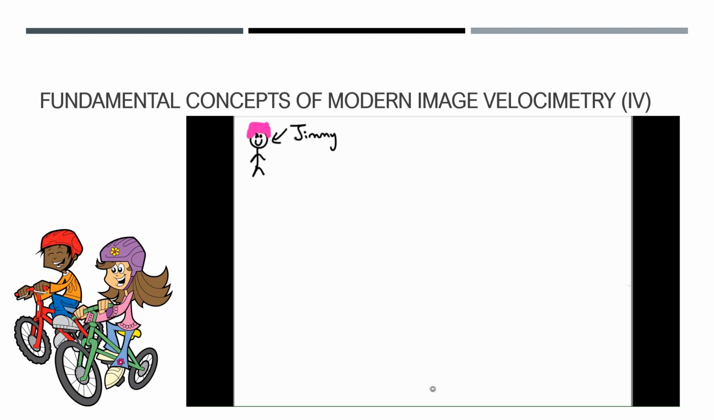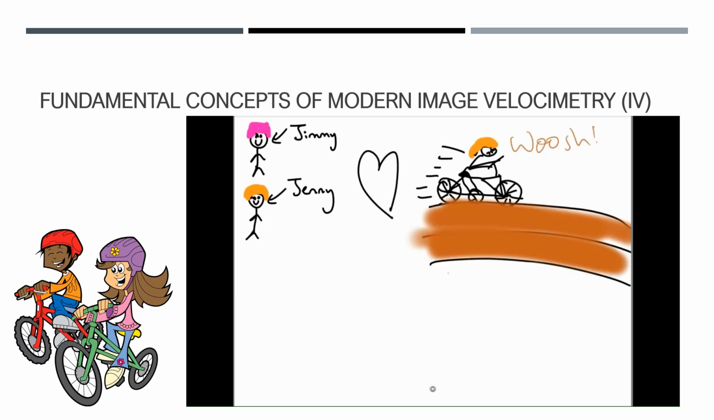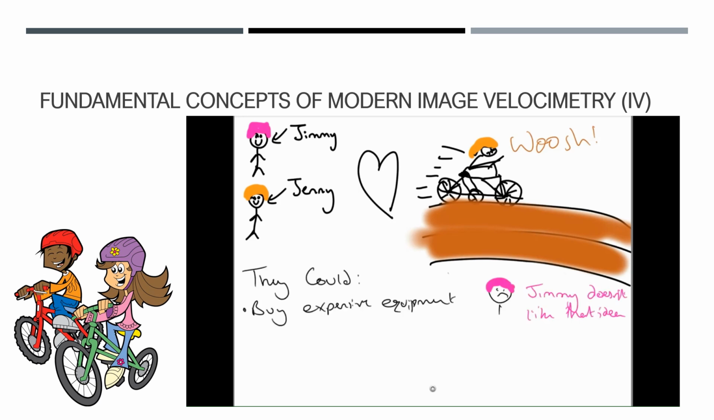Meet Jimmy and his best friend Jenny. They love cycling and they want to find out who has the highest top speed. They could buy an expensive piece of equipment and work it out that way, but Jimmy can't afford that. They could film some laps, says Jenny, and work it out that way. Fantastic idea, says Jimmy. But how?